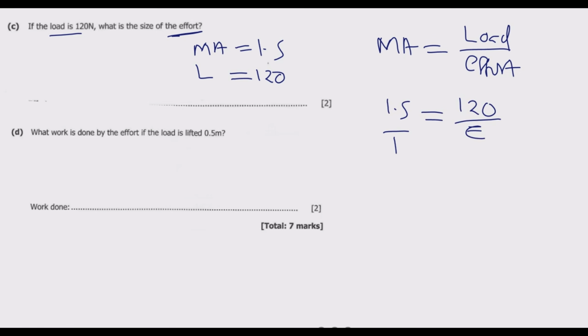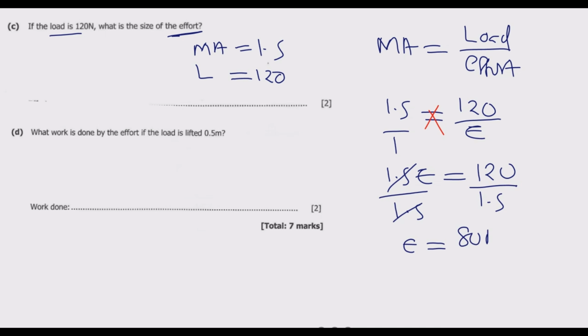Then again we do cross multiplication to solve for E. So we have 1.5 times E equals 120. We divide by 1.5, so we end up with E equals 80. So 80 newtons is the effort.